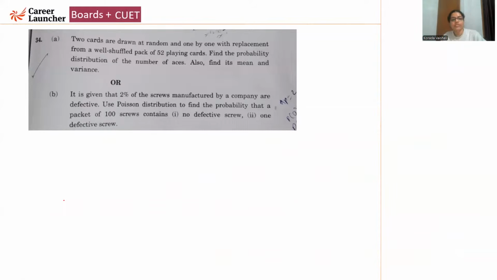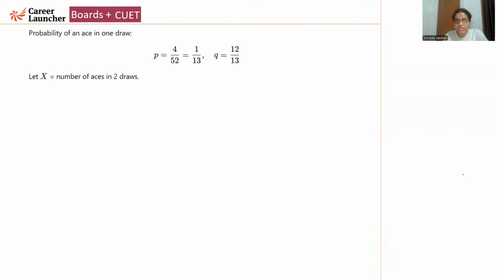In question number 34, the first one is two cards are drawn at random one by one with replacement, find the probability distribution of the number of aces. तो कितने cases हो सकते हैं? Case one is कि मुझे 0 aces मिले. Case two is या तो एक मिला है. Case three is या तो मुझे दो मिले. So accordingly, you are going to create a probability distribution table and then further we will calculate the mean and the variance.